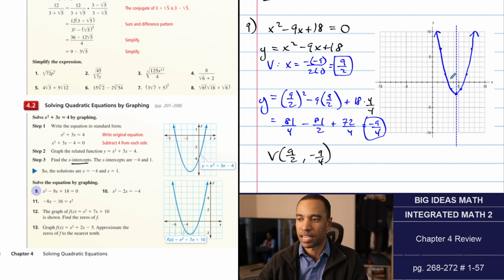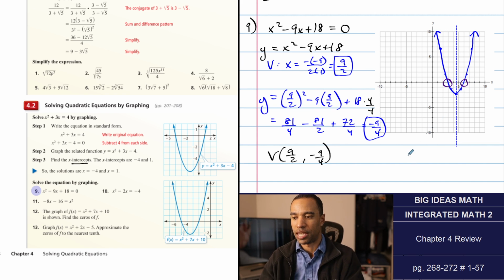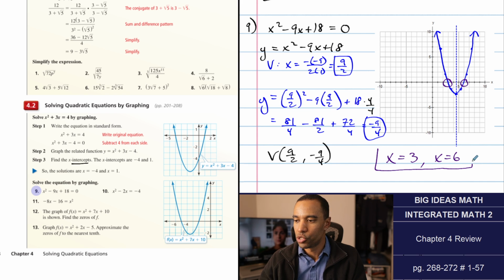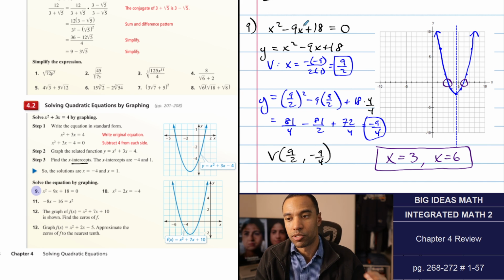Where is it crossing the x-axis is the question. Boom, there. Use purple. Boom, here and boom, here. Where are we crossing the x-axis? What are those x-intercepts? X equals 3 and x equals 6. Those are the two values of x that give me 0 when I substitute them into here.